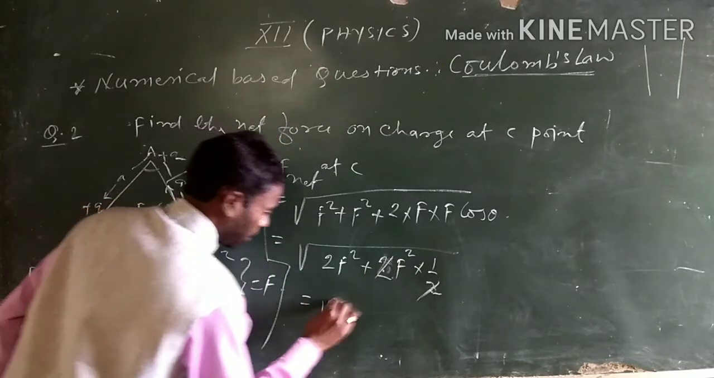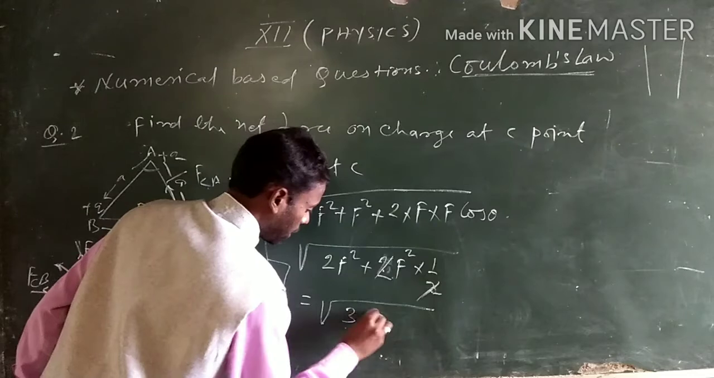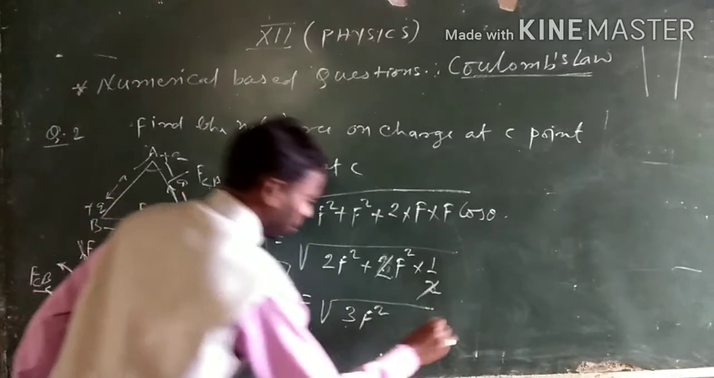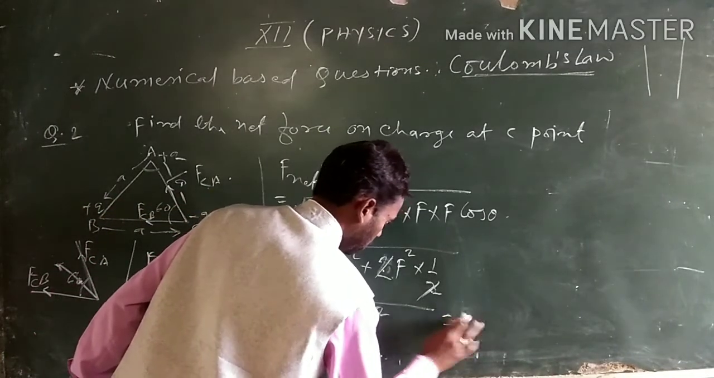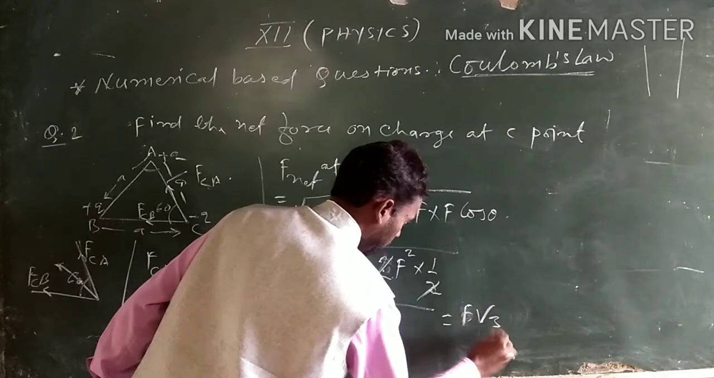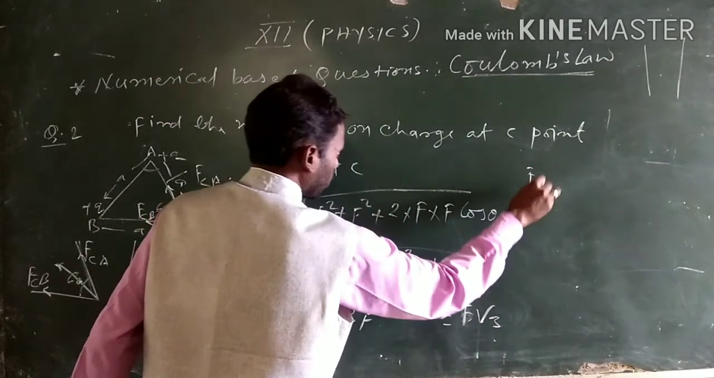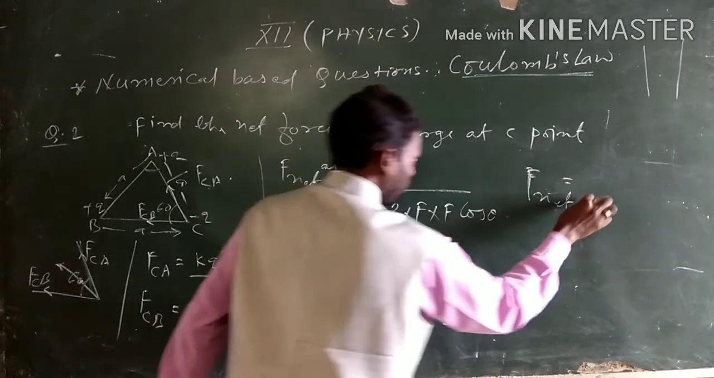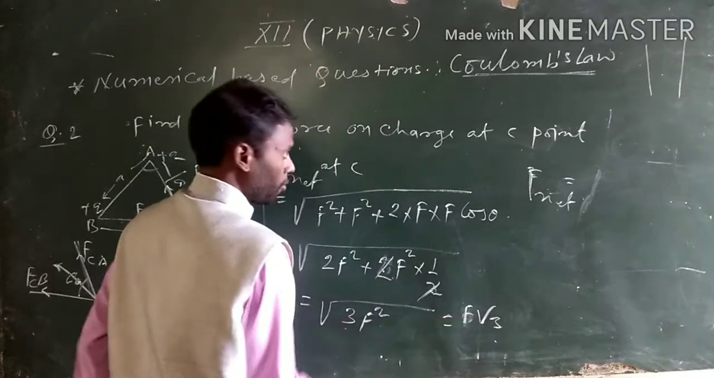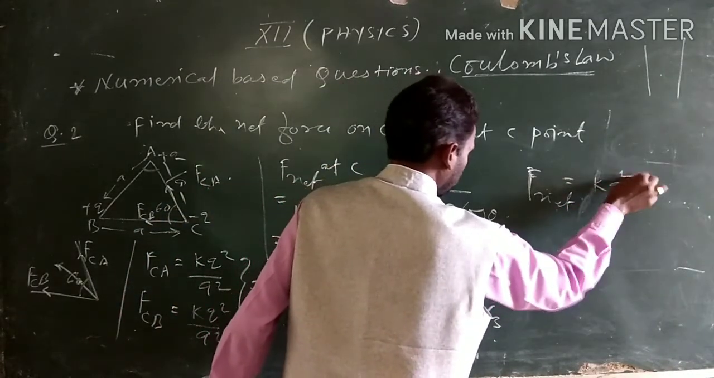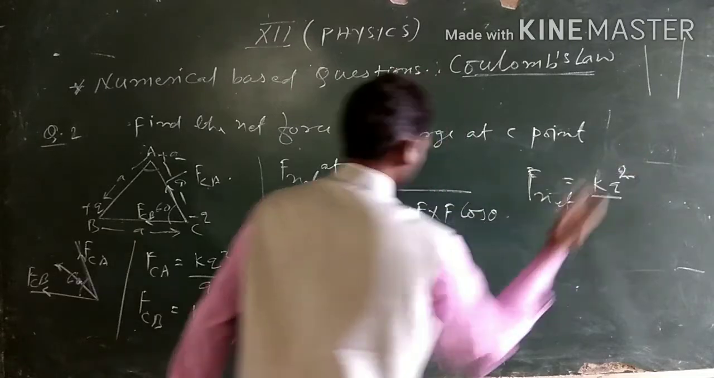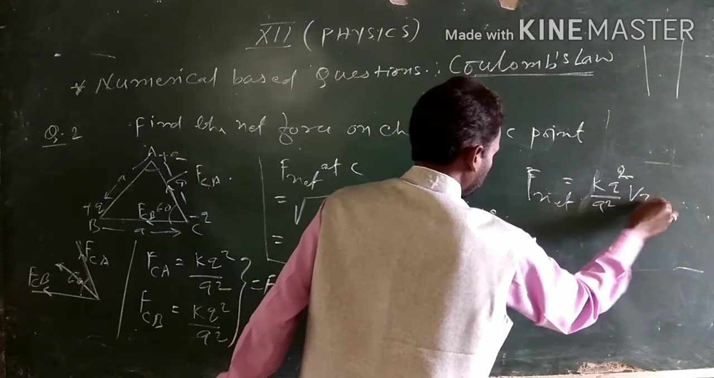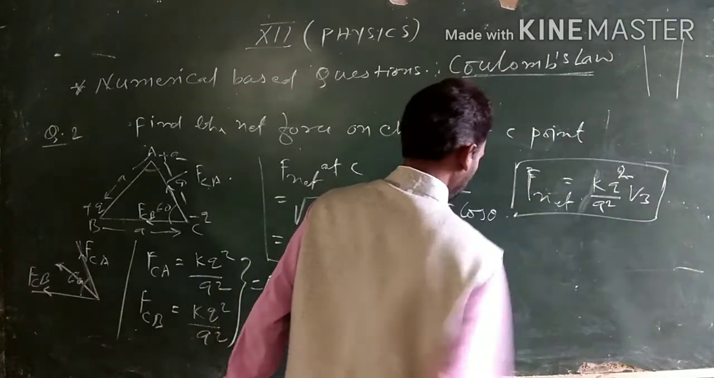Then our force will be 3F square, because 2F square plus 1F square is 3F square, then it will be F root 3. That means our net force is equal to, we have to use the value of force, that is kq square divided by our distance, A, that's A square root 3. This is the final result.